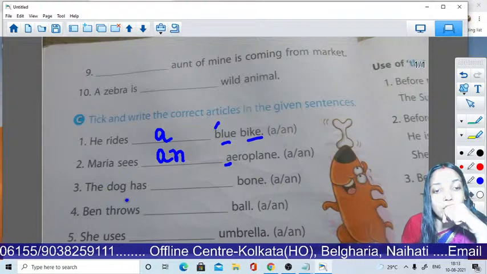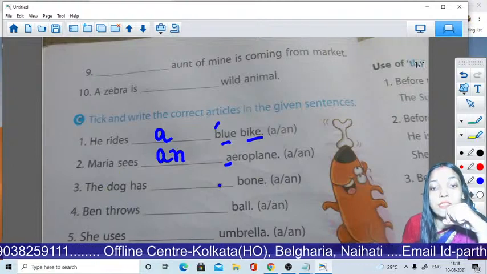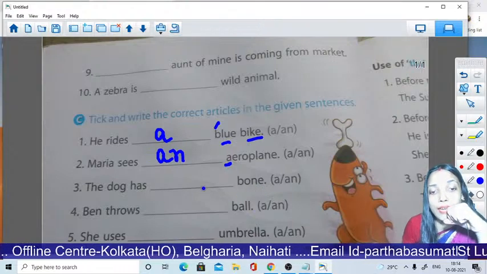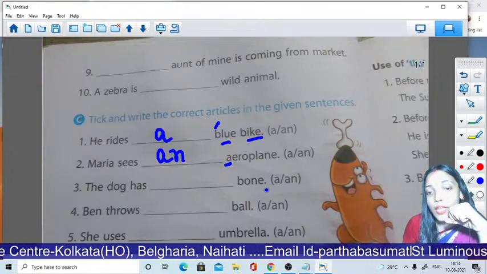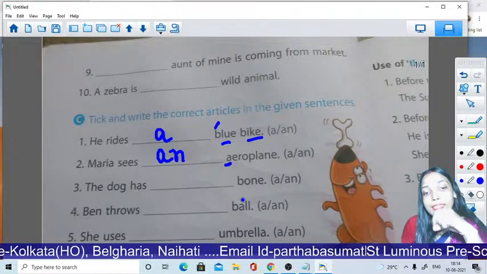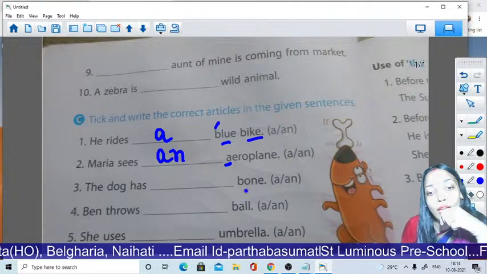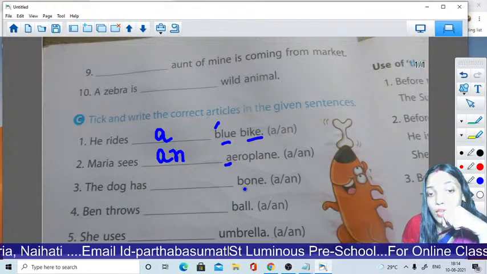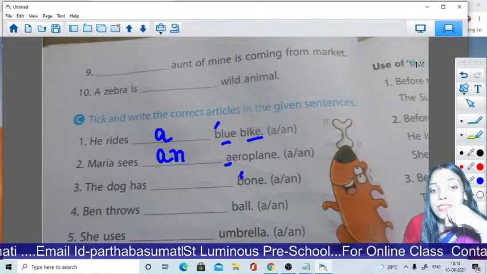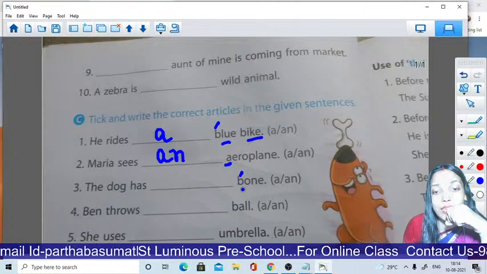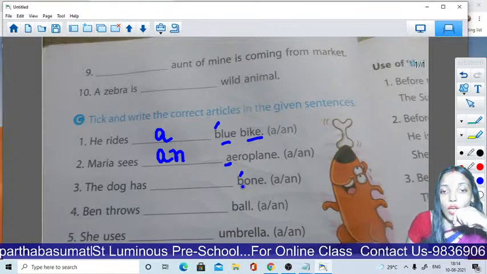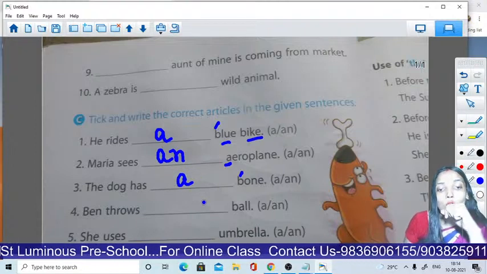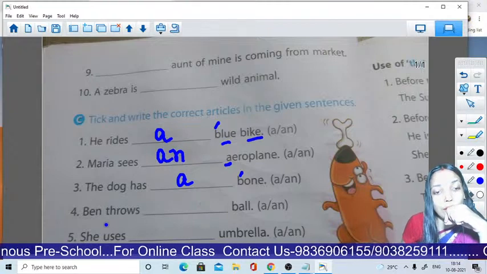Now number 3. The dog has blank bone. The dog has blank bone. What can I write before bone, a or an? What can I write? Tell me. Look here. The singular noun bone. The beginning letter is B. It's not vowel. It's consonant. So, I have to write here a. Okay, clear?